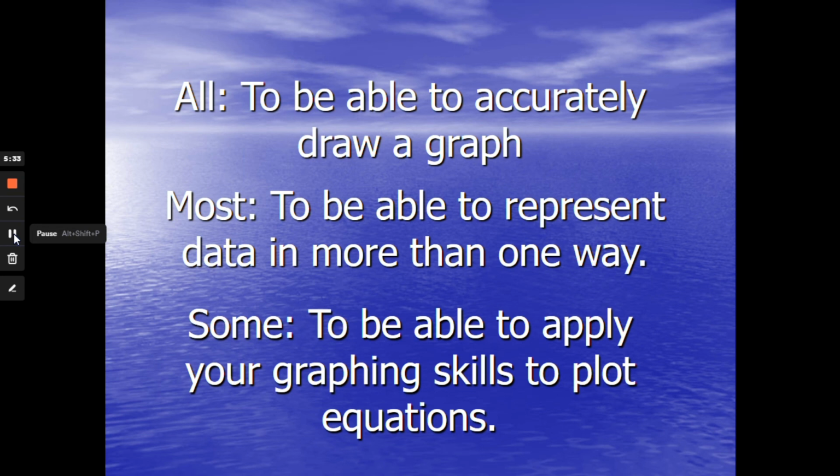And finally, we're going to go through the lesson objectives. I did say at the beginning that you'd all be able to accurately draw a graph. So if that's a bar chart, a line graph, or an equation, you've done that one. To be able to represent data in more than one way: if you've done bar charts and a line graph, that's more than one way. And finally, you'll be able to apply your graphing skills to plot equations. So if you've just plotted those equations, you've hit the third lesson objective. So well done.